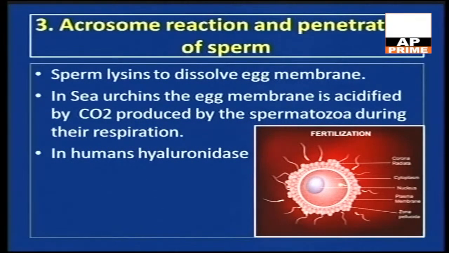into the egg. In humans, the outer membrane, the corona radiata, contains a particular substance called hyaluronic acid, whereas the sperm contains a particular enzyme called hyaluronidase. This enzyme acts only upon the hyaluronic acid, and then the outer layer will be dissolved, and the egg allows the entry of spermatozoa into the egg.